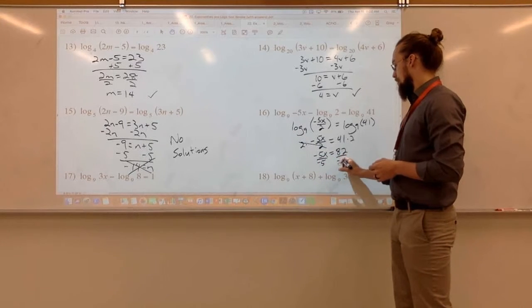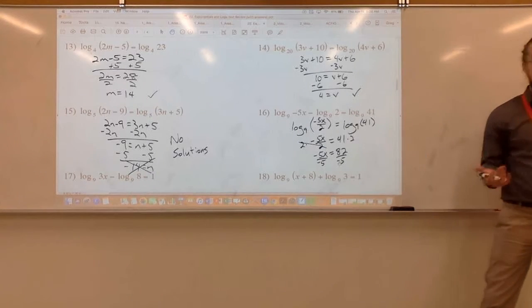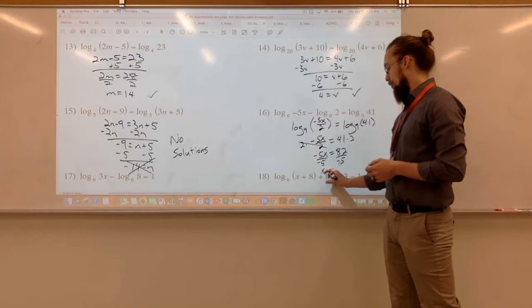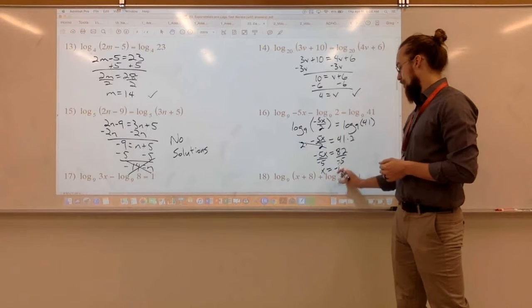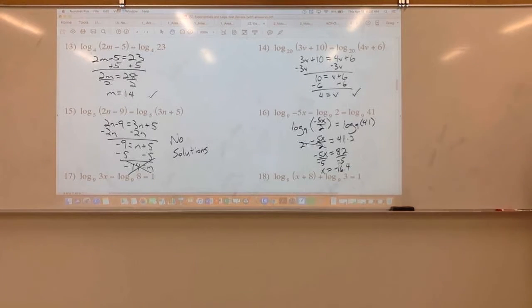Divide by negative 5. And we could just leave this as a fraction. I don't think that reduces. Or you could write it as a decimal. Either way. I think as a decimal, it's like negative 16.4. But you could also just leave it as negative 82 over 5.